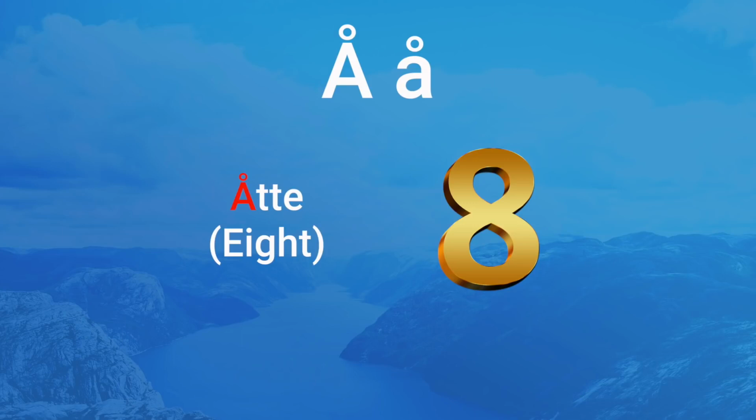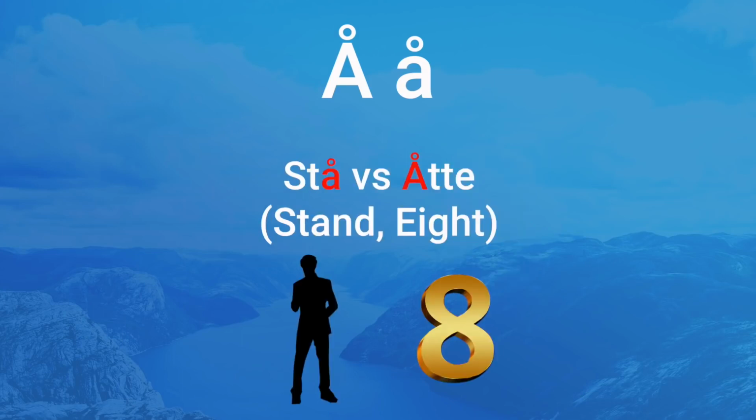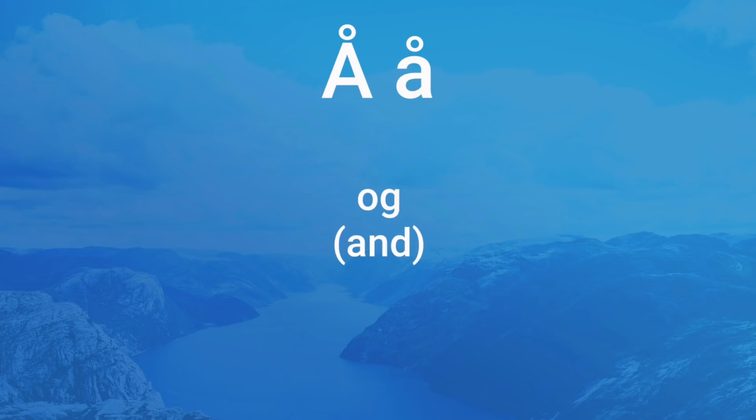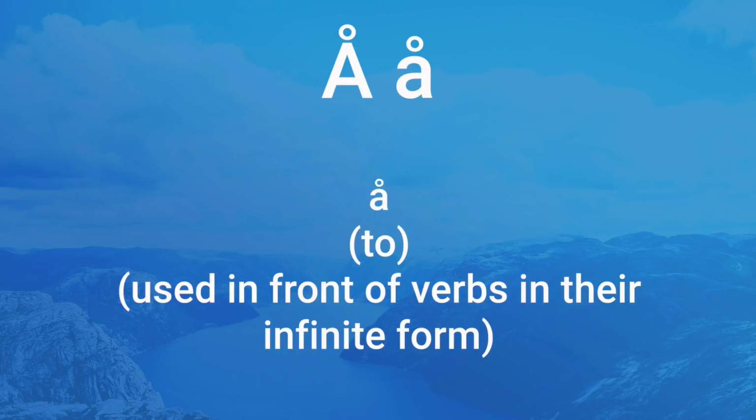Å. Åtte. An example of a long versus short Å is stå, åtte. This letter sounds identical to the Norwegian word å, which means to. Å by itself means to, as in to fish or any other verb. It's what you use in front of verbs in their infinitive form.